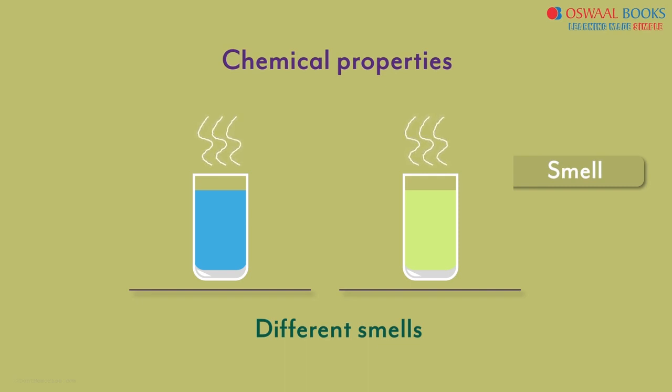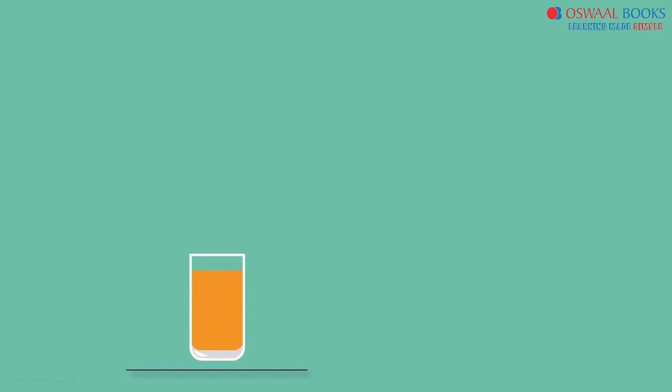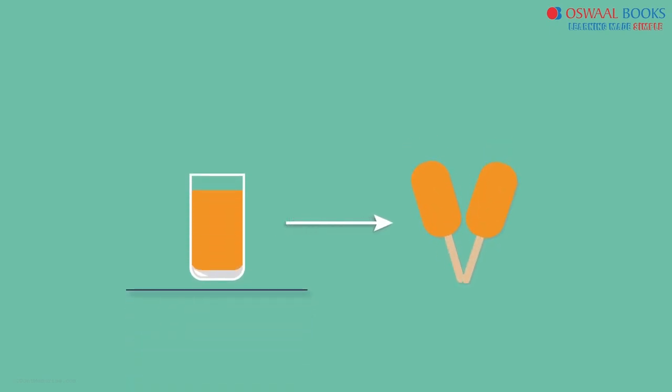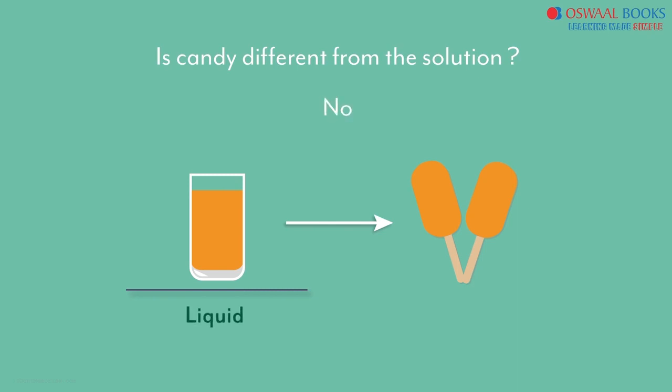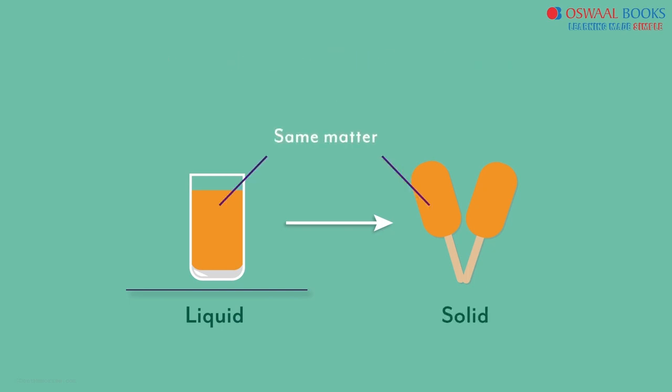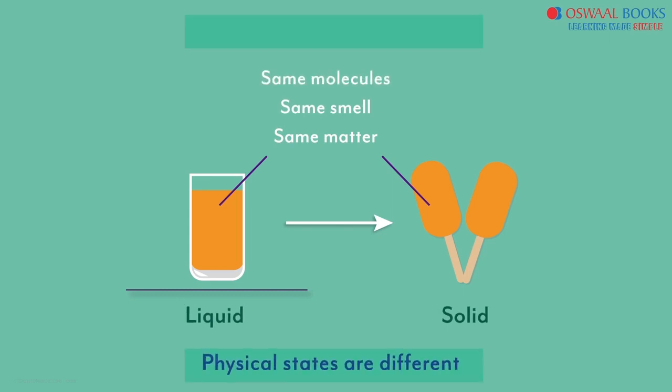Let us take another example to understand this better. You must have used flavored water to make an ice candy. Now tell me, is the candy different from the solution? No, it isn't. Though the solution is in liquid state and the candy is in a solid state, the matter in both is the same. They smell the same and have the same molecules. Their physical states are different, but their chemical properties are the same.